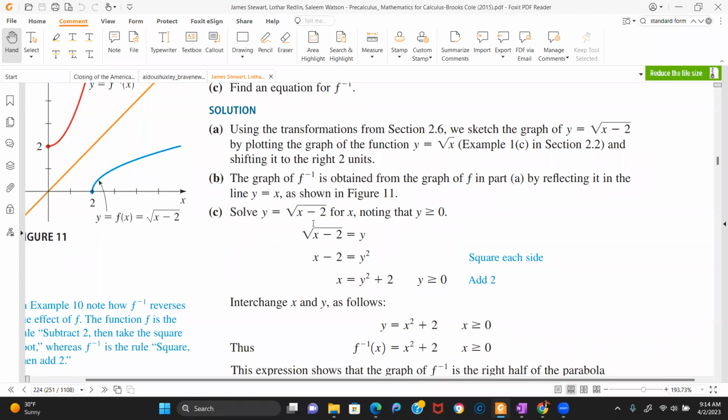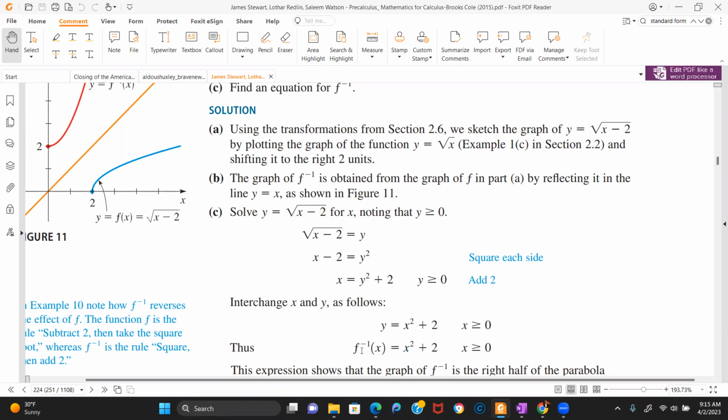Actually, let's see. Oh no, they do it. Okay, you can do the steps in different orders if you want. They set y equal to the function, then they solve for x. Okay, then they swap x and y. So it doesn't matter. You can do it either way. I prefer the way I've been doing it. So you can solve for x, and this is what you get, and then you interchange x and y to get the inverse. And look at that, it's a parabola.